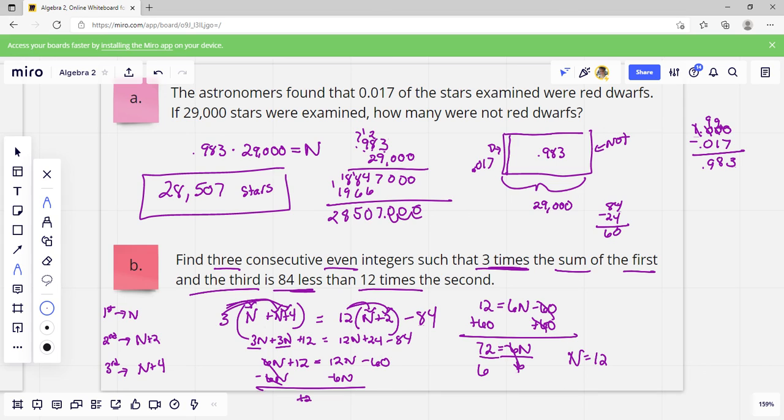Now 12 is not our answer. 12 is just n. I need n, and then I need the next one that's even up, and the next one that's even up from there. So it'll be 12. And the next even number, so our n plus 2 would be 14. And then our third one is n plus 4, so 12 plus 4 is 16. 12, 14, 16 is the answer to that one.